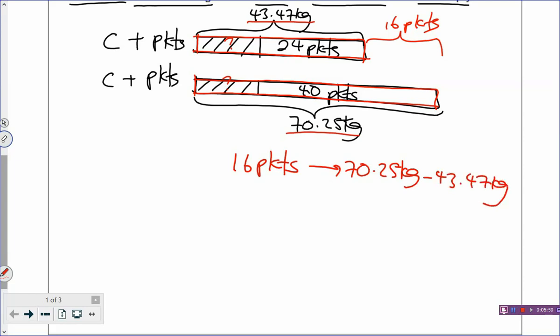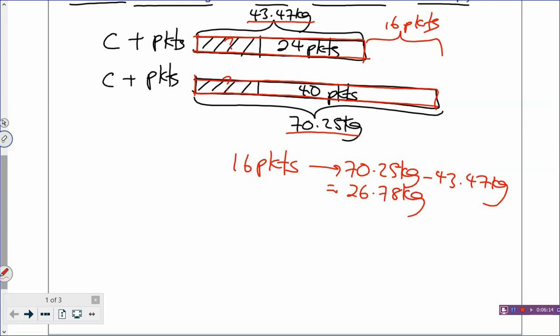43.47 kg. And you can use a calculator, because at P5, most of these problems are in paper 2. So when you do the paper 2 exam, you are allowed to use the calculator. So 70.25 minus 43.47, 16 packets will be 26.78 kg, and it's like 16 units.